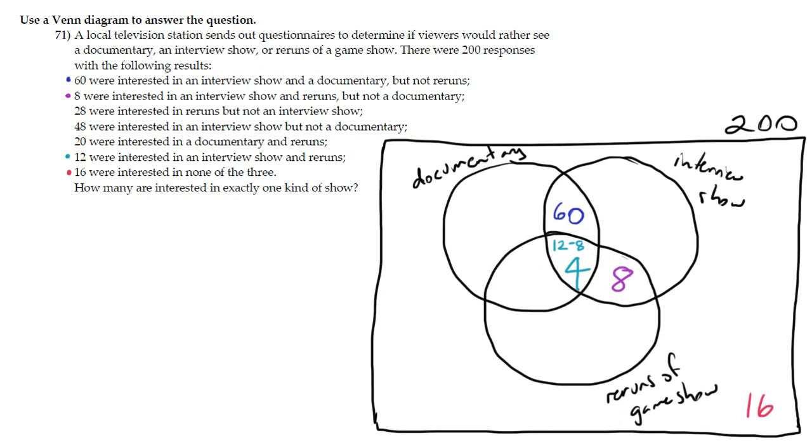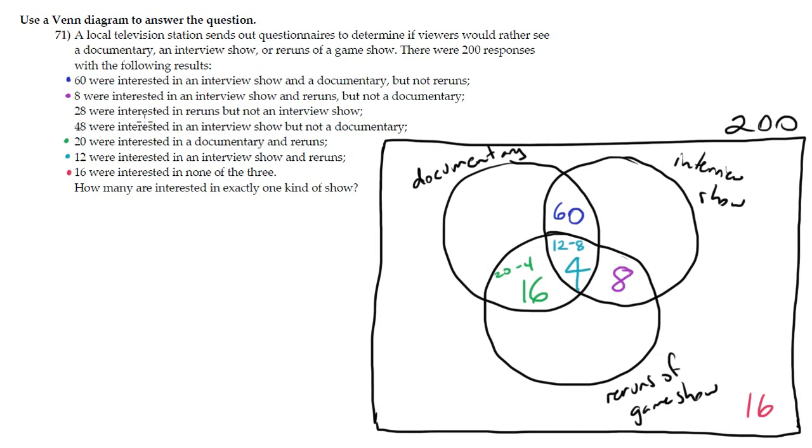Okay. Now we're cooking with some grease. So let's say 20 were interested in a documentary and reruns. 20 people here, documentary and reruns. I already have 4. So 20 minus 4, that's 16 right there. Okay. Where are we now?